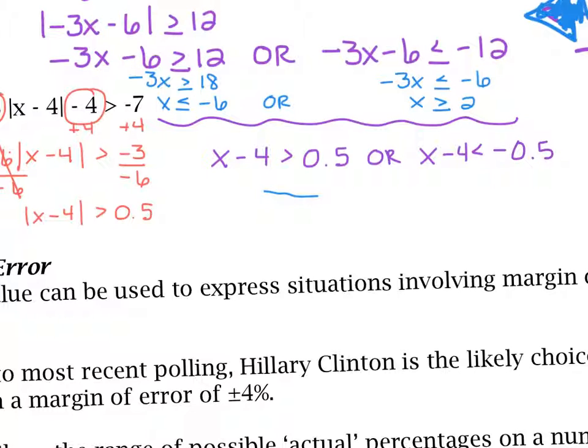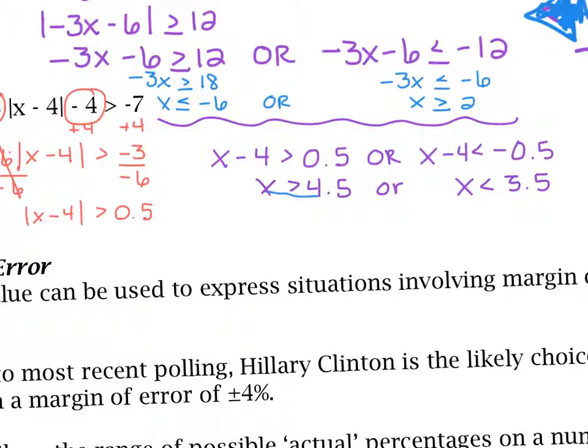All right, solve them both. Really just add 4 to both sides. So here I would have x is greater than 4.5. Or here where I add 4 to both sides, I get x is less than, let's see, 3.5. And so again, that would give me my range of numbers that are less than half a space away from 0. I'm sorry, greater than half a space away from 0.